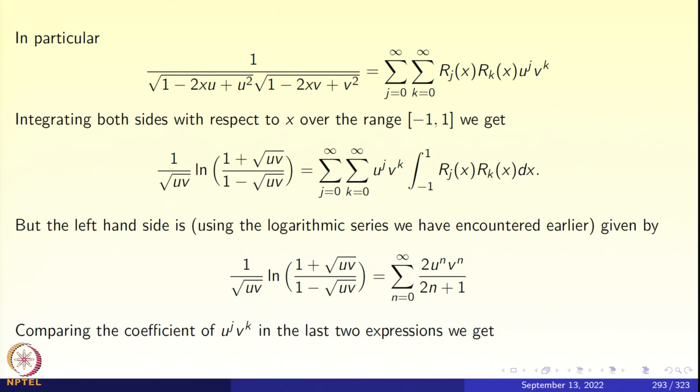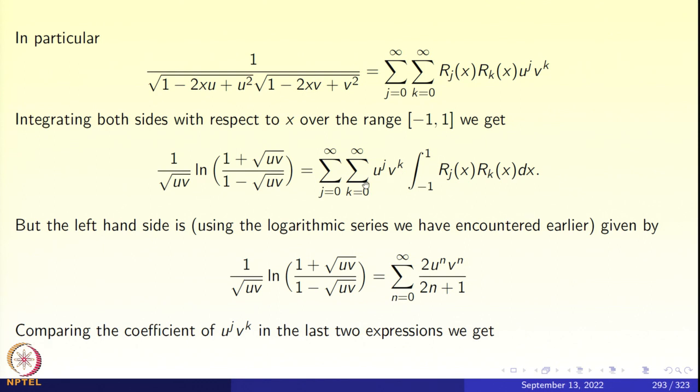Now what happens, I'm going to integrate both sides with respect to x in the range minus 1 to 1. And I'm going to get 1 upon root uv times ln of (1 plus root uv) upon (1 minus root uv). That is the tedious part. You will have to integrate the left hand side with respect to x. Remember, it's an integral with respect to x. It's an elementary integral, but a tedious integral. I'm sure you can do it.